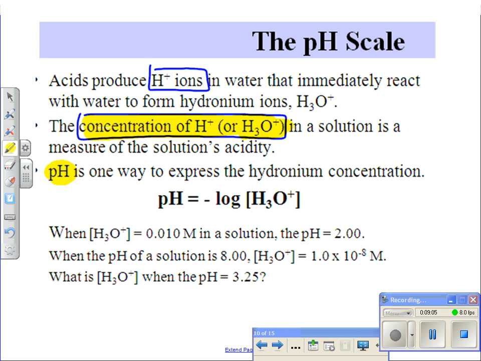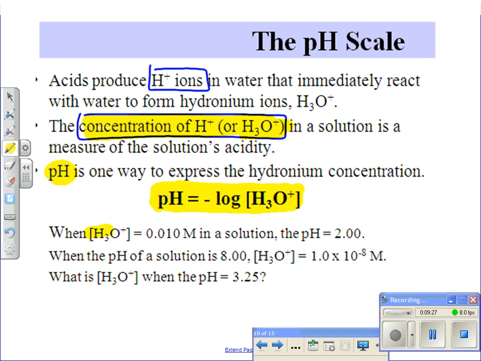pH is basically found by taking the molarity, notice the brackets, of whatever the H3O+ is, and you take the negative log of it. The negative log will give you the pH of a substance. You probably had to do this last year, and several different years in science, and that's all pH is: the concentration of H3O+. The negative log of it will get you pH.